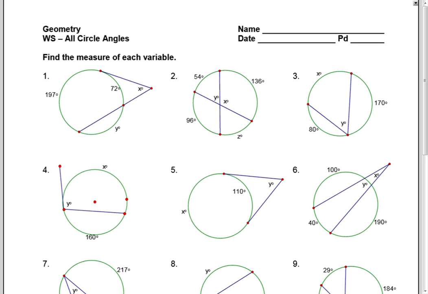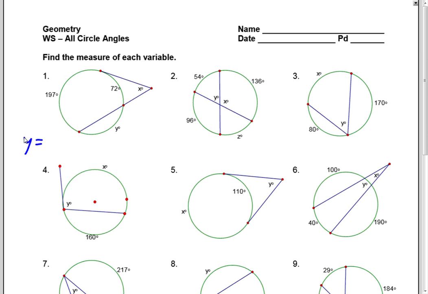For all circle angles, we have more than one variable in most of these problems. So that just means you've got to do two separate ideas. Someone raise your hand for number one and tell me how you found it. I'm going to write down the answers. We'll see if my arithmetic was correct.